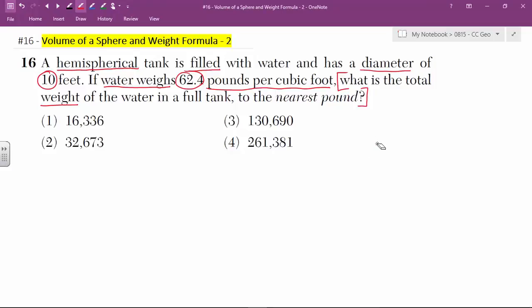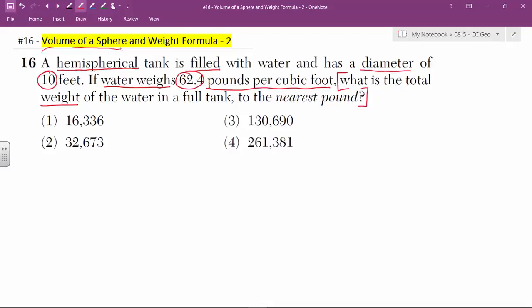All right, number 16. A hemispherical tank is filled with water and has a diameter of 10 feet. Right there, one big idea that jumps out at me is volume of a sphere, or in this case, a hemisphere. But I'm going to keep on reading because it seems like they want more than that. So let's keep on going until we get another big idea, or the main one.